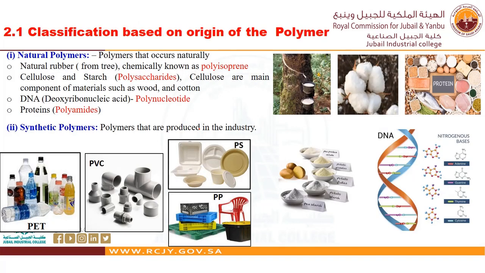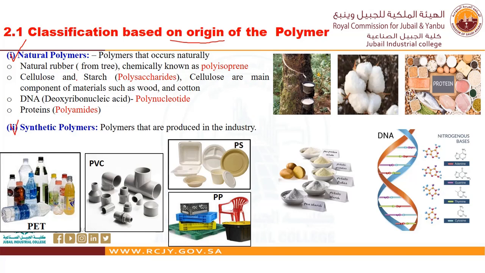Now, I will be talking about the classifications of polymers. There are several classifications of polymers, but I'm going to discuss some of these that I'm going to mention later on when I'm discussing the effect of structure on the properties of the polymers. The first classification is based on the origin, that is the source of the polymer. And here we could talk about either natural polymers, that is the polymers that exist in nature, or synthetic polymers that are produced in the industry.